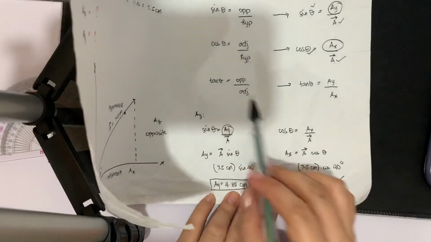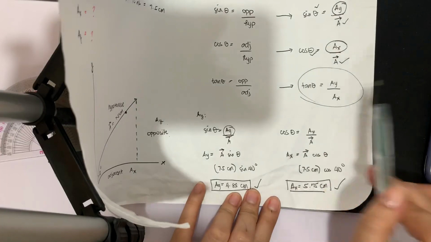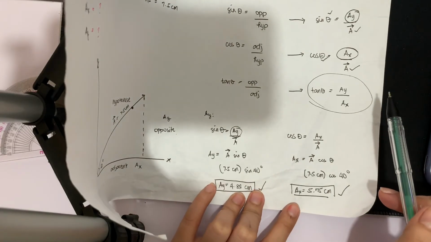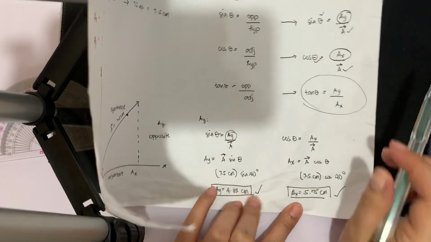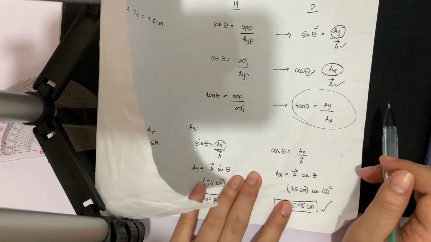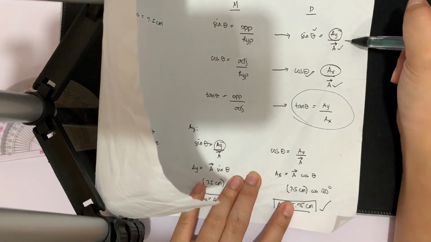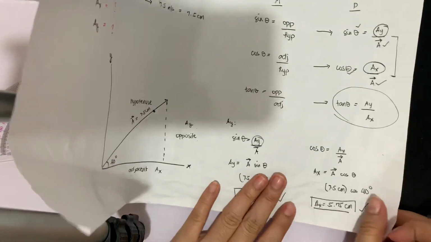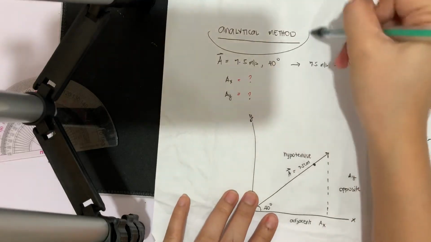That is how you solve for ay and ax. You can also use the tangent, but I think we will have a slight difference in the decimals, though it will be okay. To make our answers uniform, we can just use the sine and the cosine. So that is how you solve using the analytical method.